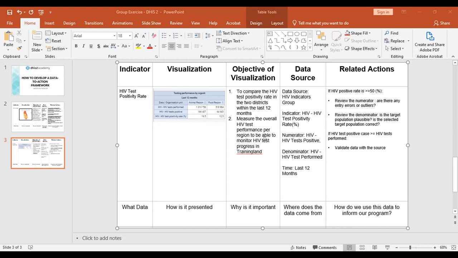The data source is HIV indicators group. The indicator is HIV test positivity rate. The numerator, HIV test positive. Denominator, HIV test performed. The period is last 12 months. Regarding the related actions, we were not able to finish it, but this is what our group was able to identify. First one is if the HIV positivity rate is greater than or equal to 50%, review the numerator. If there are any entry errors or outliers, for the denominator, is the target population plausible or is the selected target population correct? Also, if the HIV test positive case is greater than or equal to HIV test performed, we need to validate data with the source of it. So these are the action steps we were able to identify.